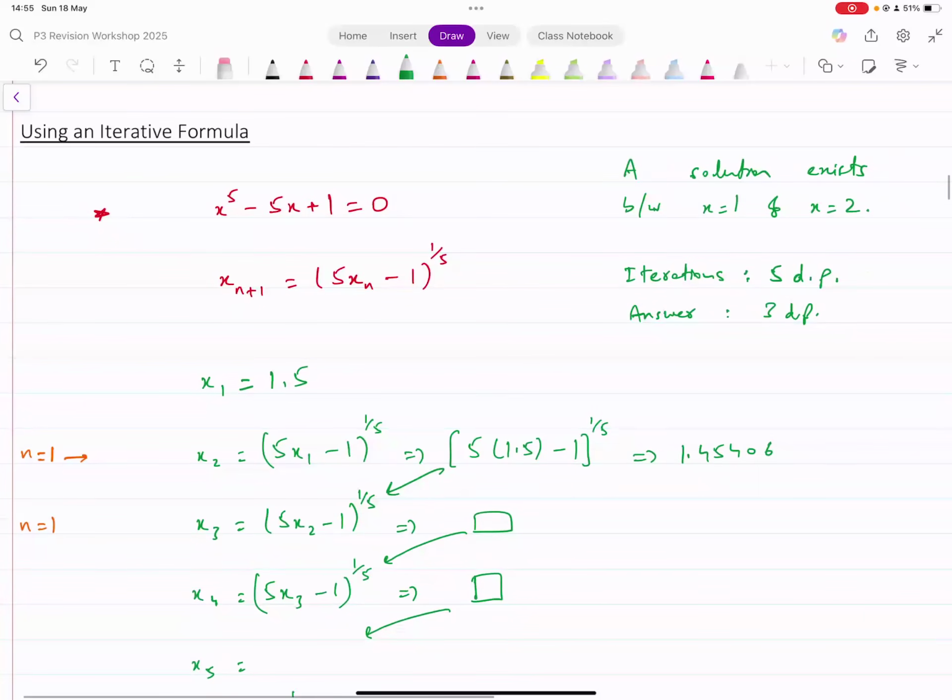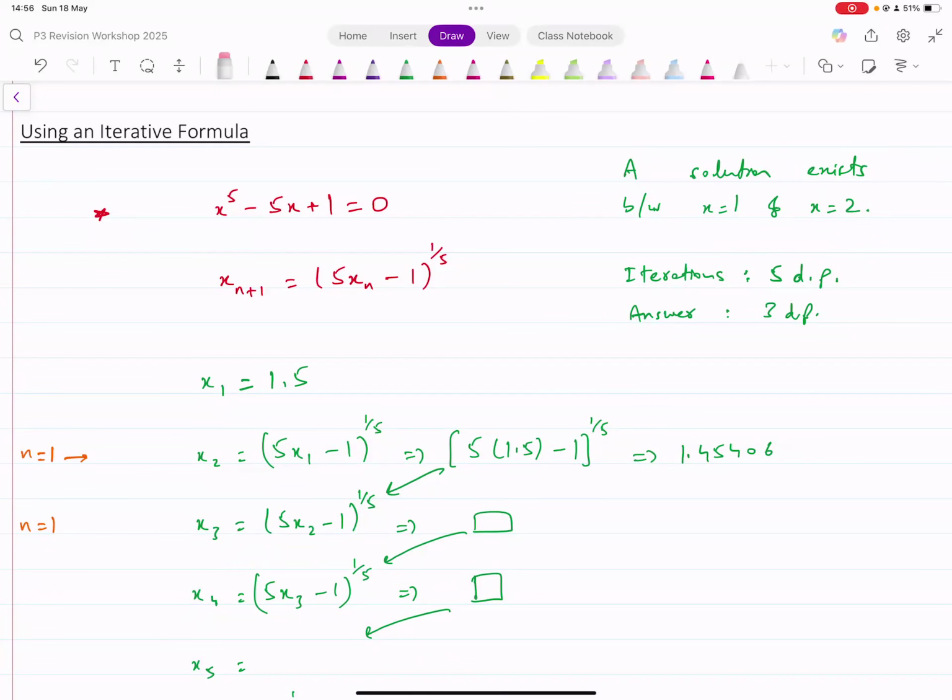You need a starting point for this, first of all. The starting point is going to be your best guess about the solution, right? So in this case, we have proved that the solution exists between x equals 1 and x equals 2. What's our best guess about the solution? We could say midpoint, right? It will be somewhere close to 1.5.